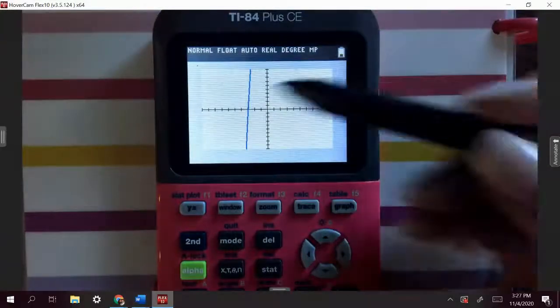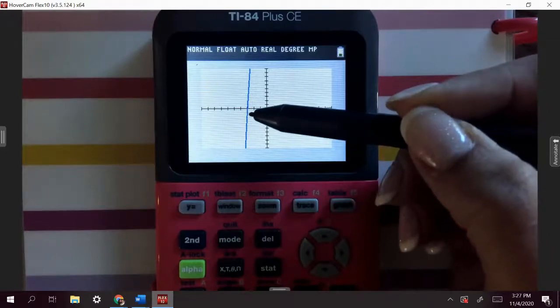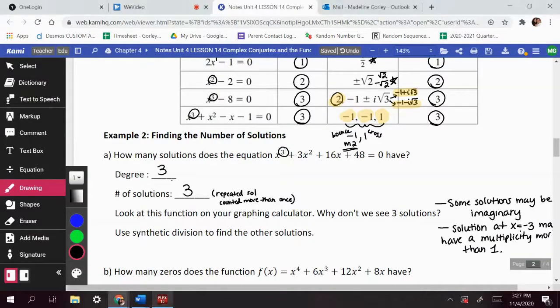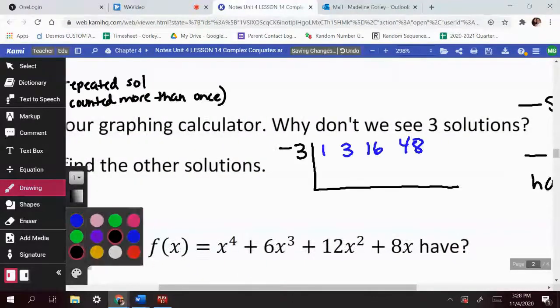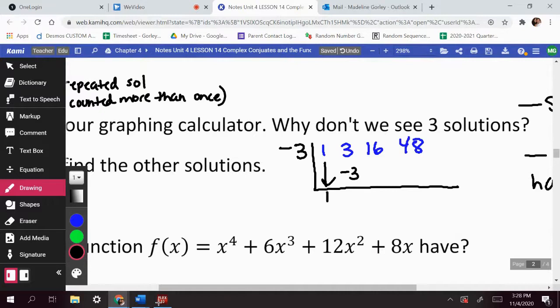We saw that we had a 0 or a root or a solution at -3. So let's actually use synthetic division here. If I put -3 outside and then I list my coefficients up top, this would be 1 for x cubed, 3 for x squared, 16x, and 48. Let's go ahead and just quickly do this synthetic division. 1 times -3, add down. 0 times -3, add down. 16 times -3 would be -48, and add down. So we do get a remainder of 0, which is good because that means that -3 is a solution or a root.